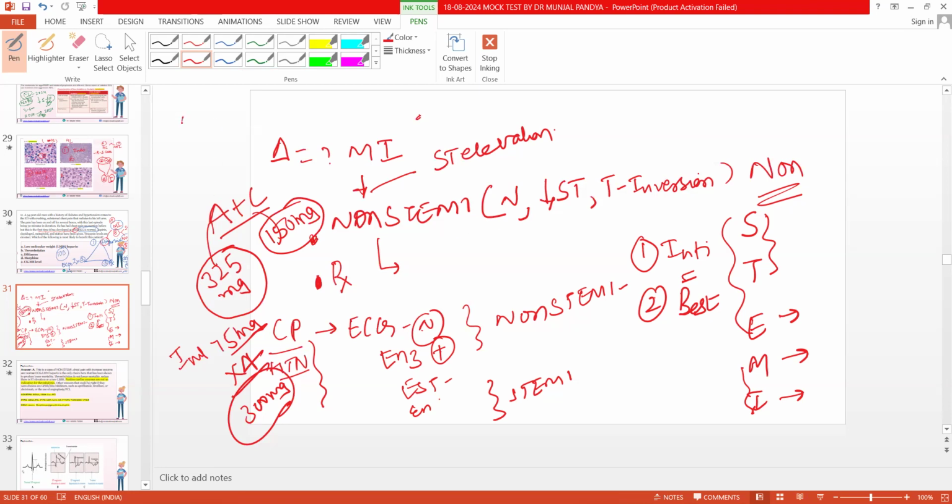So you had given the aspirin to the patient of non-STEMI. You have given the clopidogrel to the patient of non-STEMI. What else do you do? Statins. These two are enough, or you want to do more things? Statins. Okay. Wonderful. So this is another answer.